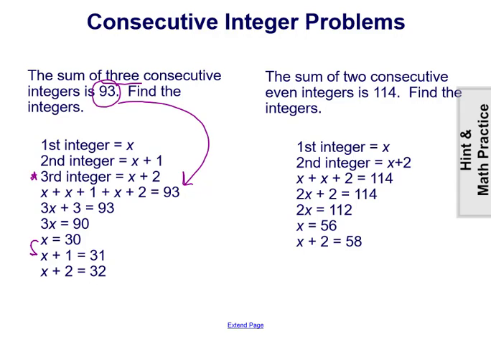So then x plus 1, 30 plus 1, is 31. And x plus 2, 30 plus 2, is 32. So we have 30, 31, and 32 as our answers. And again, we can check: if we add 30 plus 31 plus 32, it should equal 93, which it does.